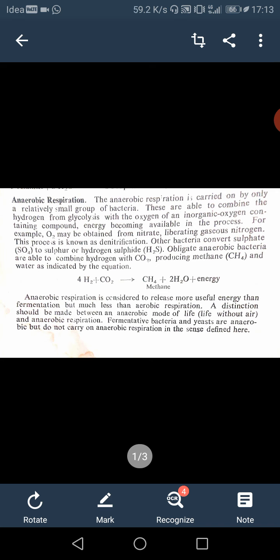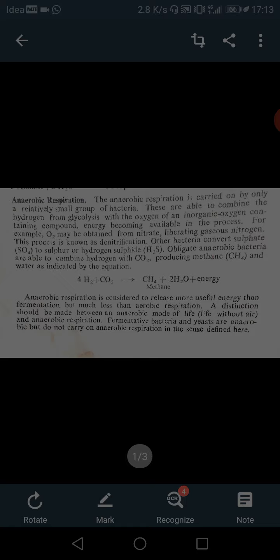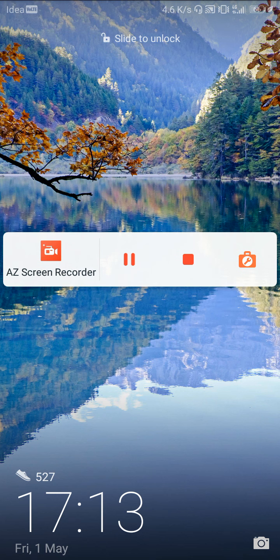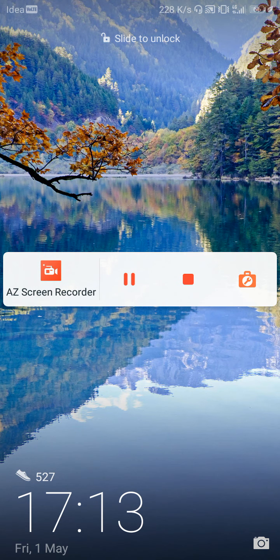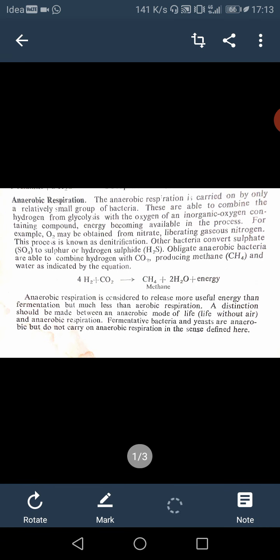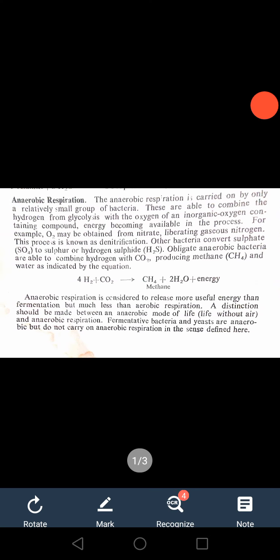So today's topic is anaerobic respiration and fermentation for the sixth semester students. Respiration is a process in which oxygen is consumed and carbon dioxide is given out. Normal respiratory process consists in the oxidation of sugar or other organic substances with the help of oxygen. This kind of respiration, which requires free oxygen, is called aerobic respiration.